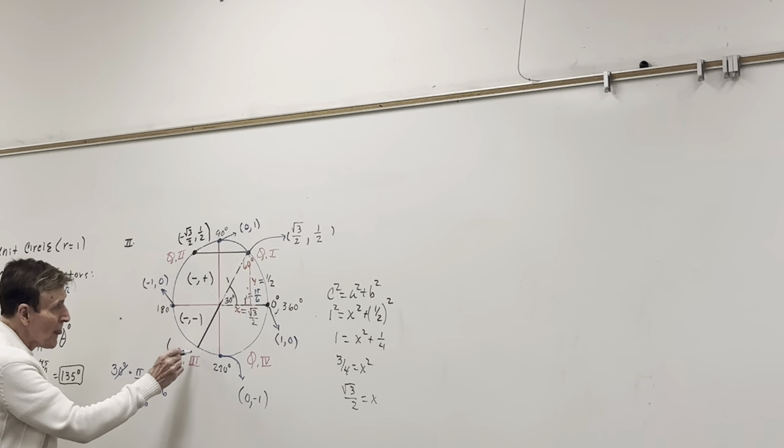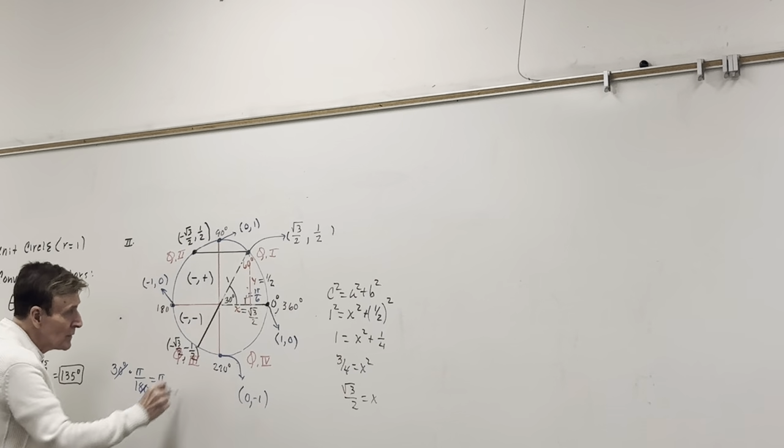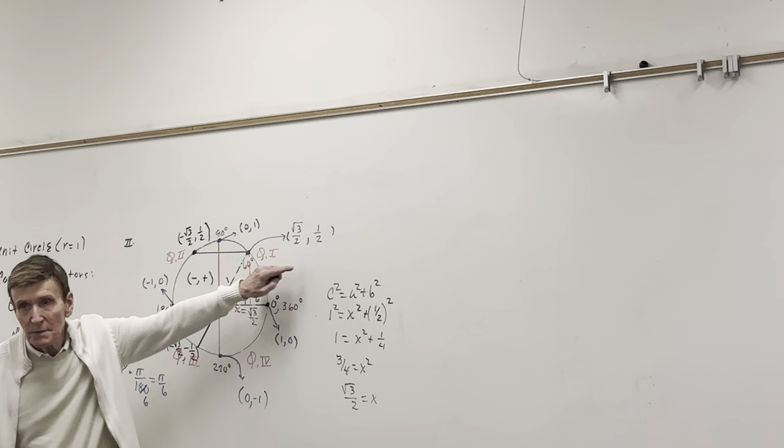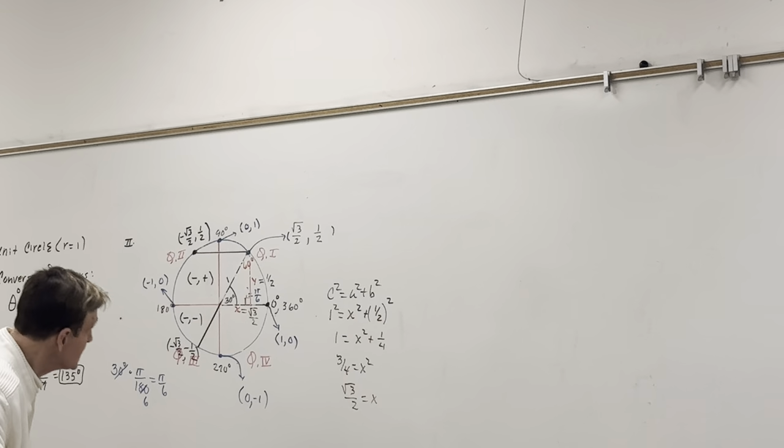Someone name it for me. Negative root 3 over 2 and negative 1/2. That's exactly what I want to hear. Same numbers, but both negative. I have one more reflection. Let's take that original point, I'm doing all this for a reason.